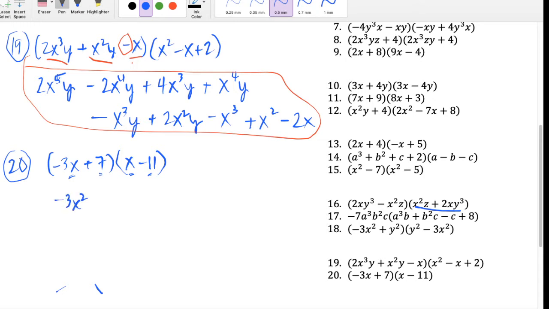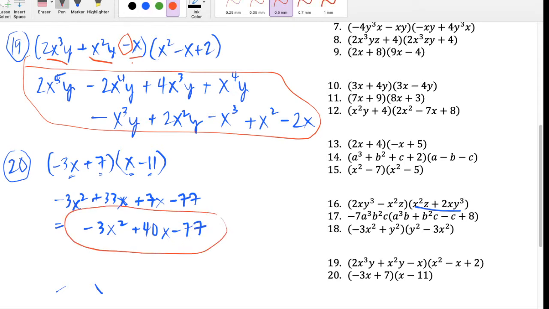Okay? Plus 33x plus 7x minus 77. So this is equal to negative 3x squared plus 40x minus 77. Okay? Ulit. Tama ba? Okay. May questions ba?